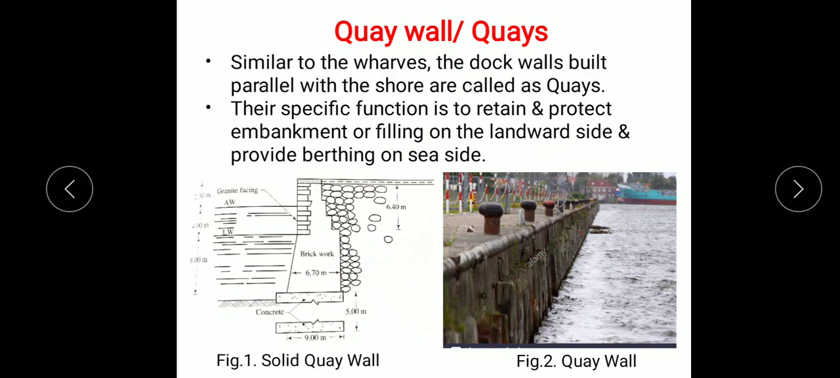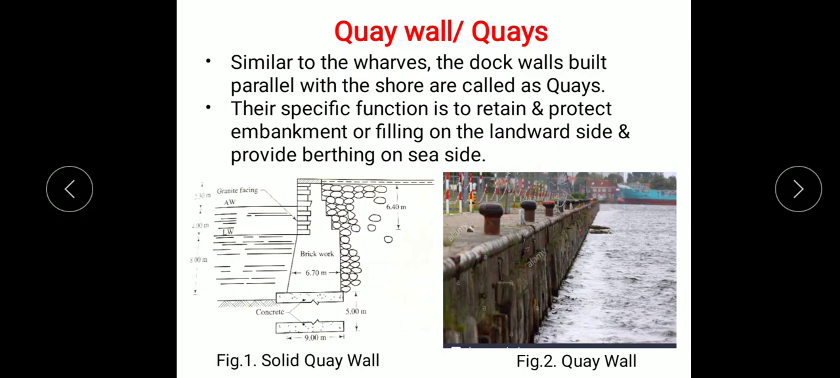The specific function of this quay wall is to retain and protect the embankment or filling on the landward side and provide berthing on the sea side. So this is the berthing side and this is the landward side. The basic function of this quay wall is to protect the embankment. Whatever embankment is available on this side is protected by the construction of this quay wall.